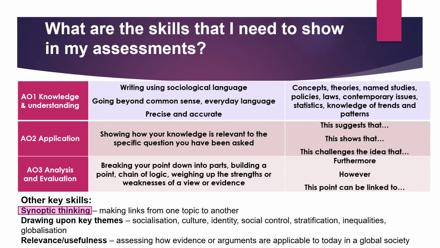So as we've got at the bottom, synoptic thinking. So making connections from one topic to another. So you might have connections built between, as we're going to look at divorce later, you could link that back to change in gender roles and DDOL. You could link it to childhood. You can link it to globalization. So it's trying to think about how the information you have might build on or connect to other areas of the course. Draw back to the key themes: socialization, culture, identity, control, stratification, globalization, inequality. These are key themes throughout the whole 2 years of sociology. So again, these could be included in your points.